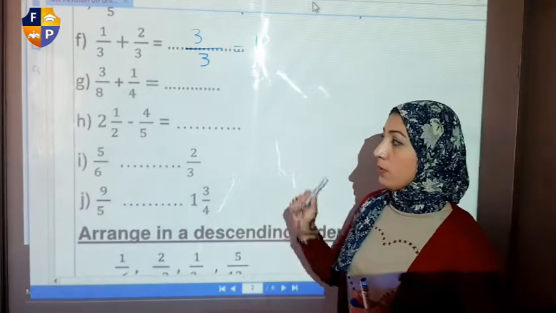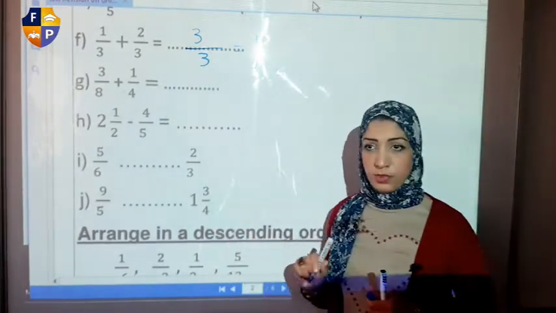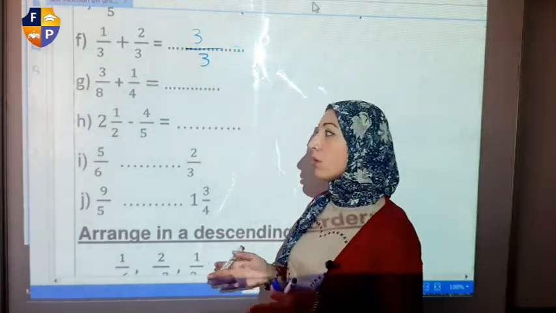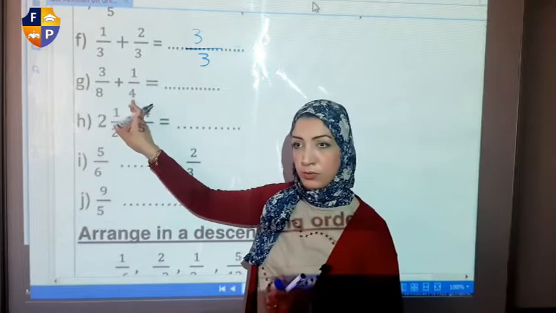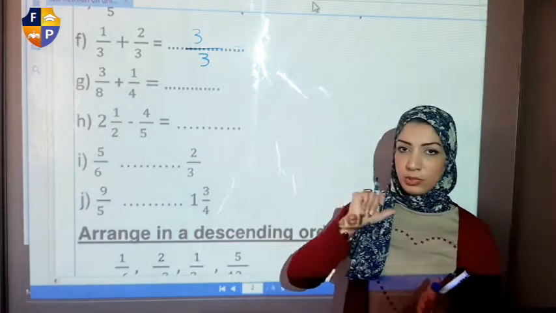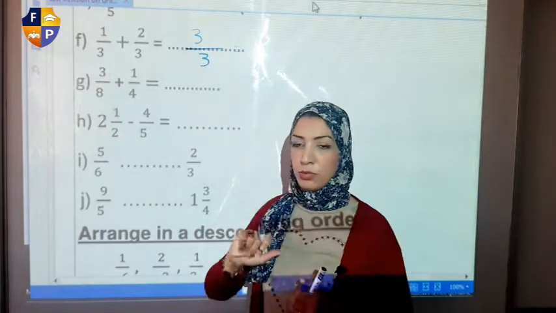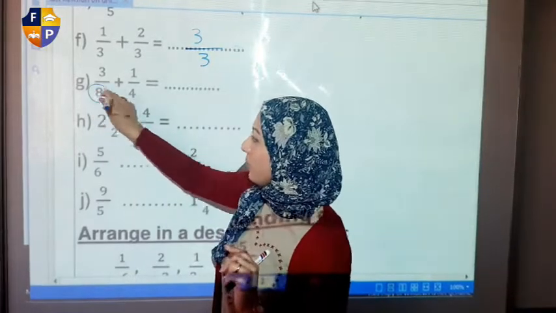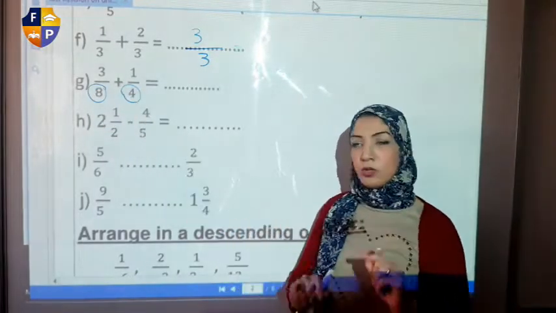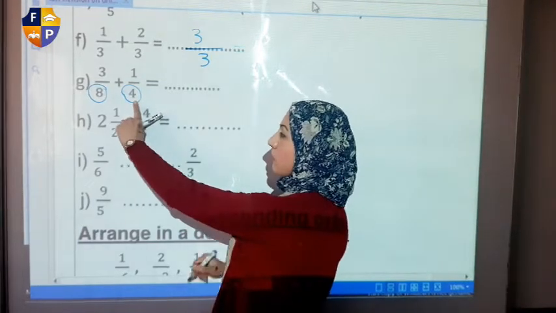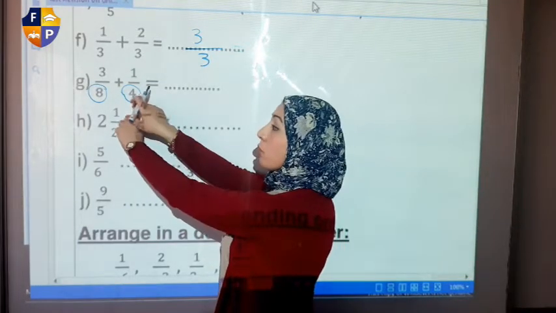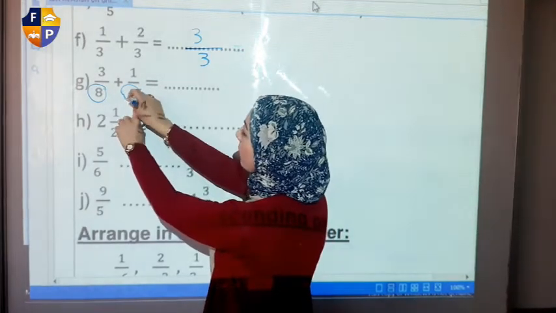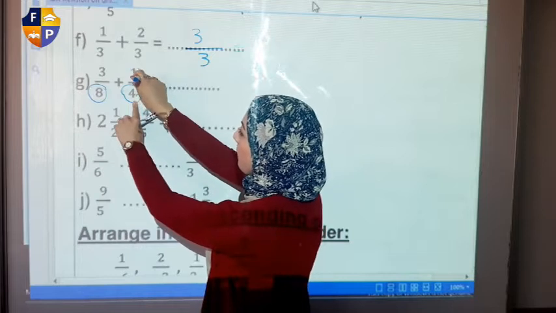Next one, 3 over 8 plus 1 over 4. Here we want to add two fractions. But here, these two fractions have different denominators. We said before that to add or subtract any fractions with different denominators, we have two steps. Step number 1, circle the denominators. Step number 2, put your finger on the smallest number. And ask yourself, 4 times what equals 8? For sure, 4 times 2. So we will write times 2 and times 2 up.